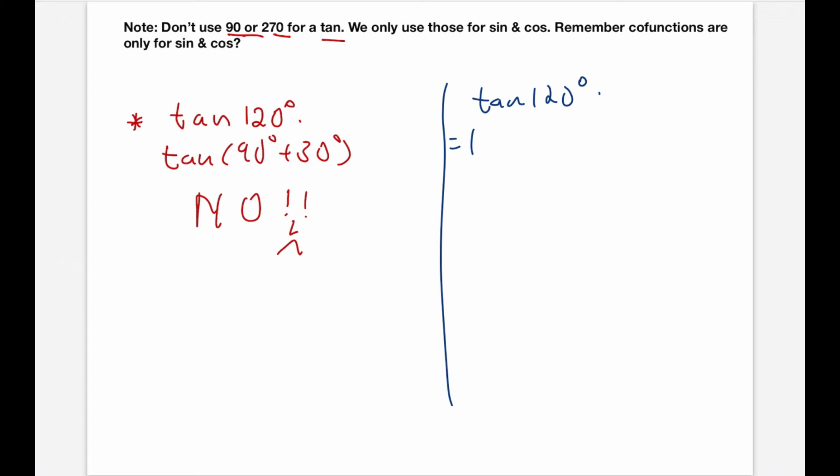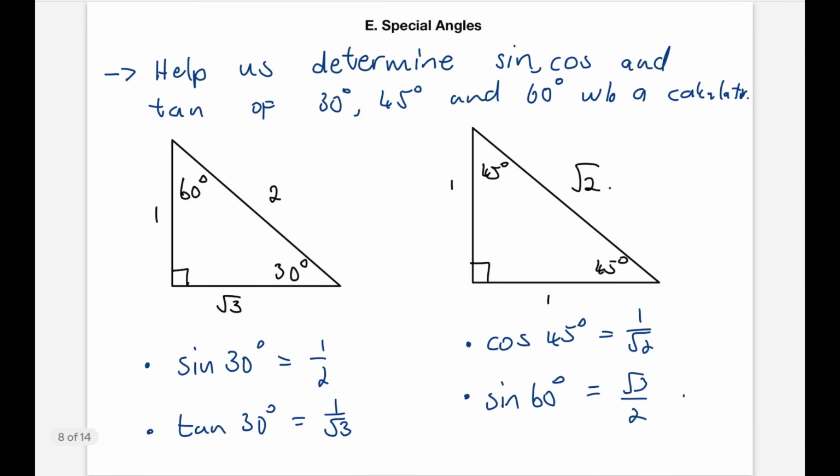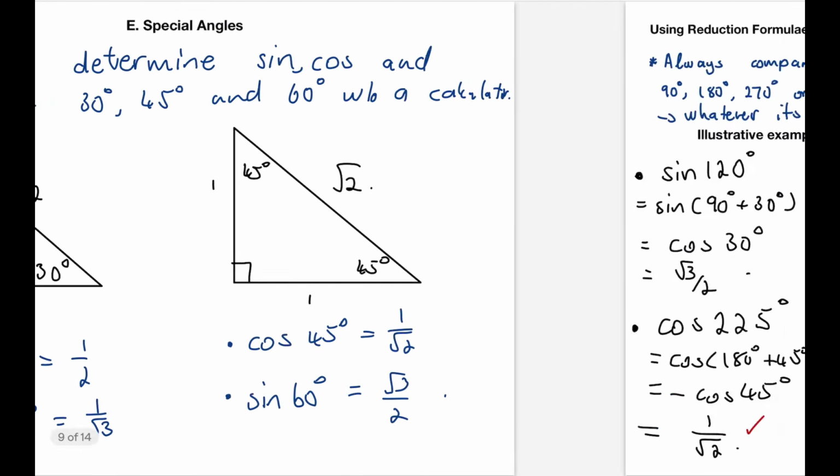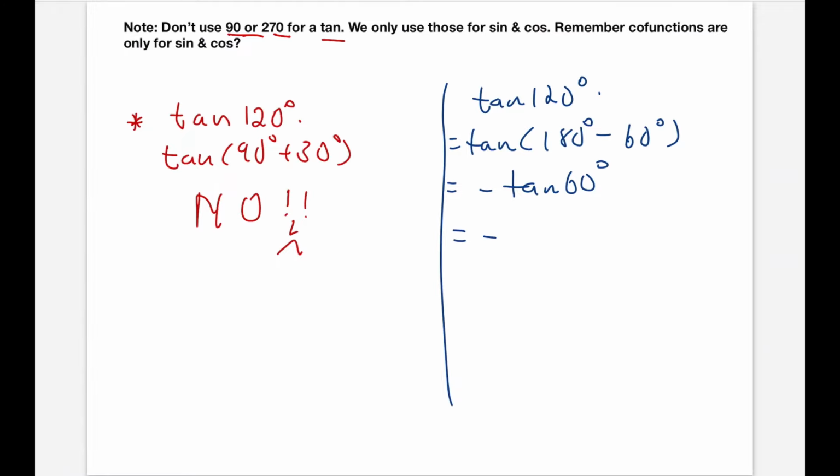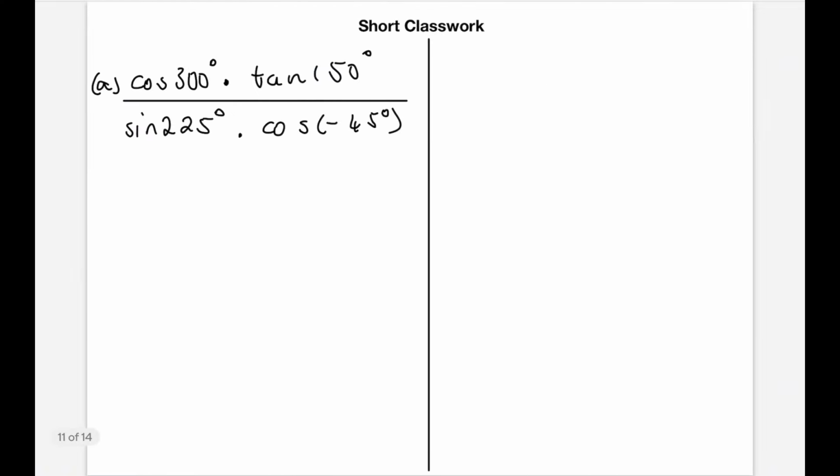Instead, go for any of the other terminal angles. Maybe go for 180. This is 180 minus what? 60. Which becomes what? Negative tan 60. And what is the tan of 60? Opposite over adjacent. So root 3 over 1. So this is now negative root 3. Okay, so don't use a 90 or a 270 for a tan.